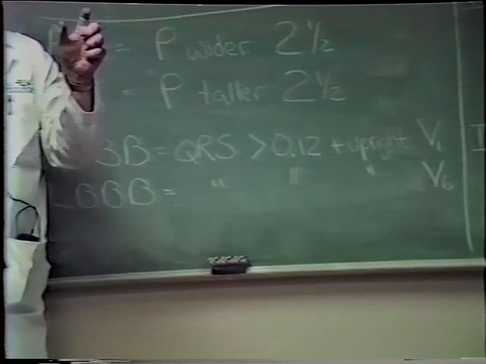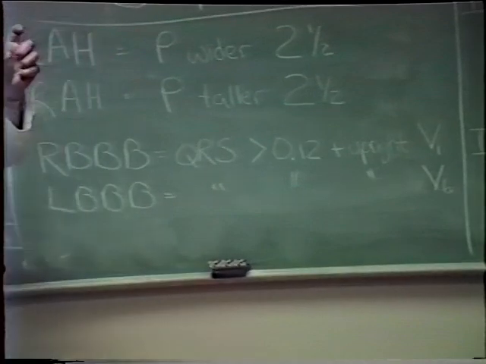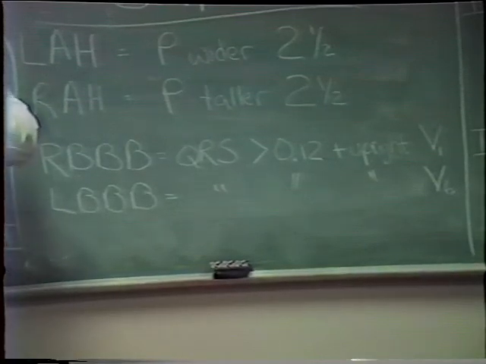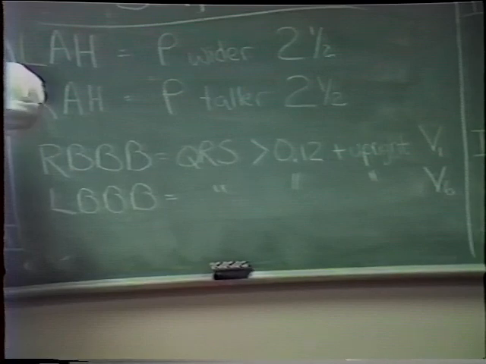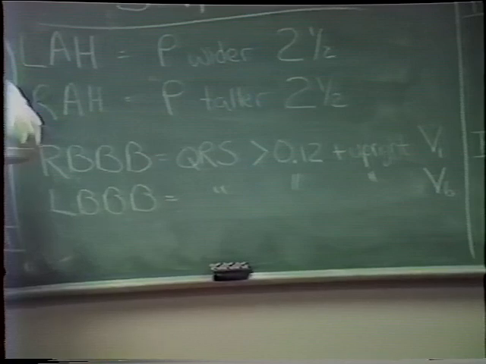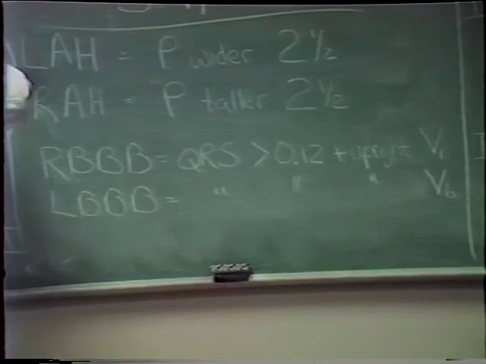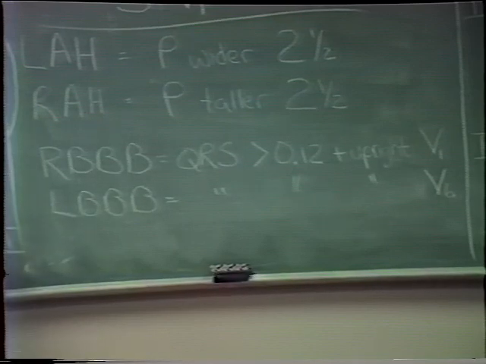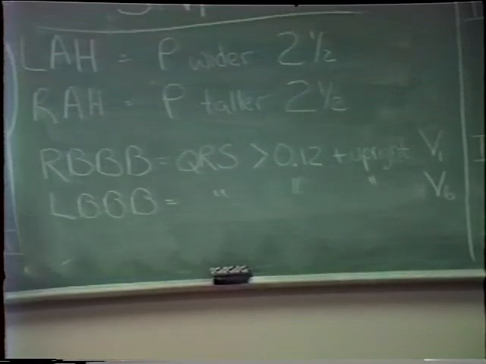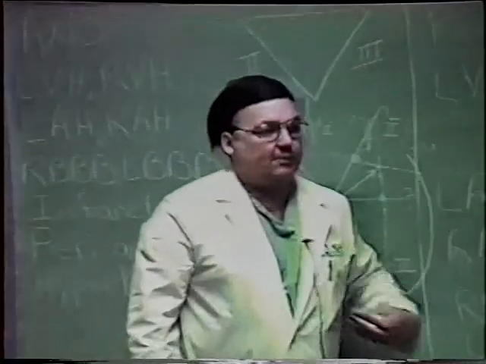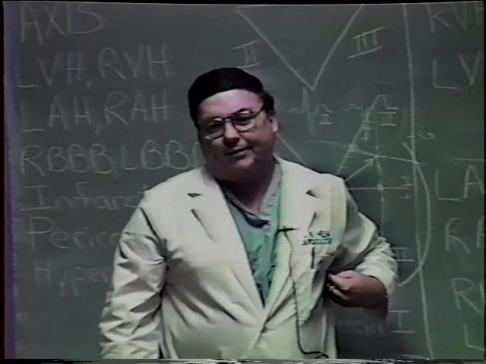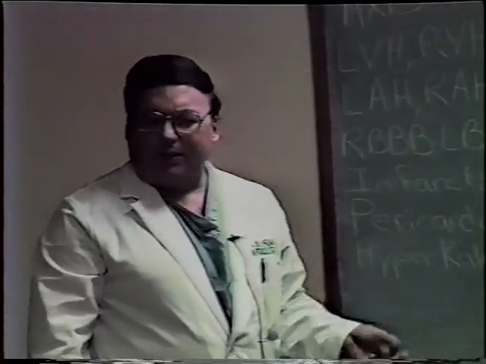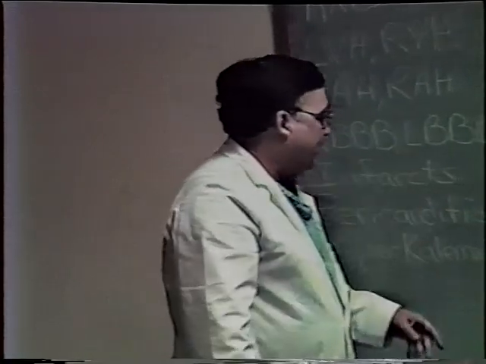Now how can you tell whether it's left bundle or right bundle? Well, if it's taller and upright in V1, like an M complex, V1, sort of the right side of the body over here, it's a right bundle branch block. If it's taller and upright in V6, sort of the left side of the body over here, it's a left bundle branch block. Just that simple. So 0.12 seconds, and look where it's positive. Positive V1, right; V6, left. So those are the things that make you worry, these bundle branch blocks. But see how simple it is? Axis, simple. It's real simple.